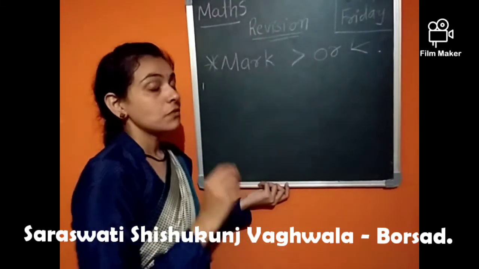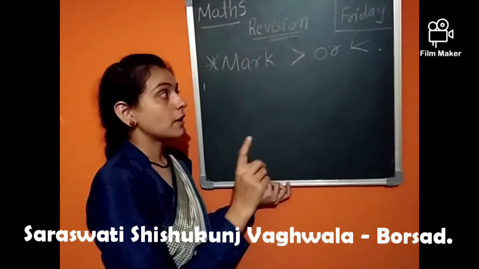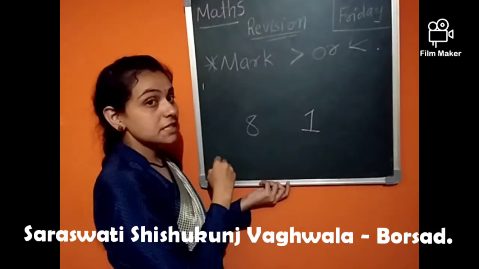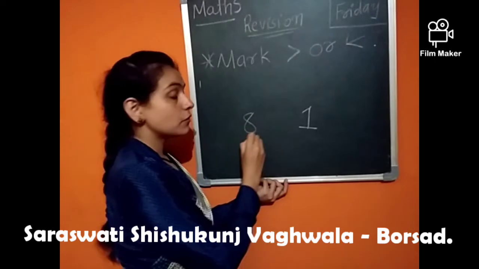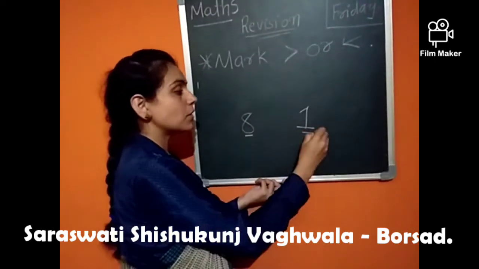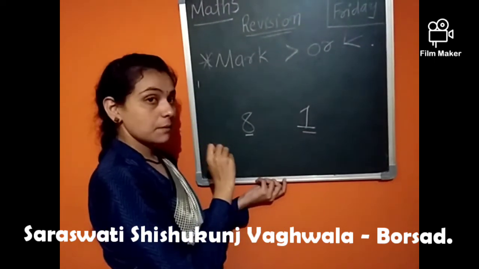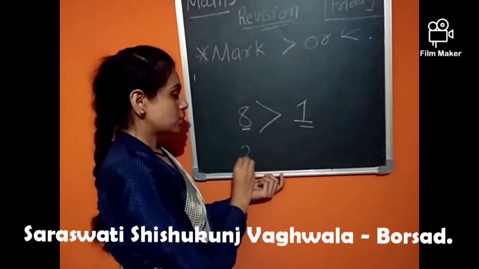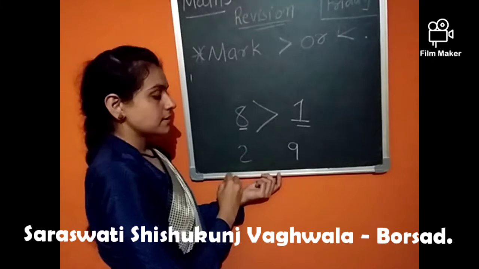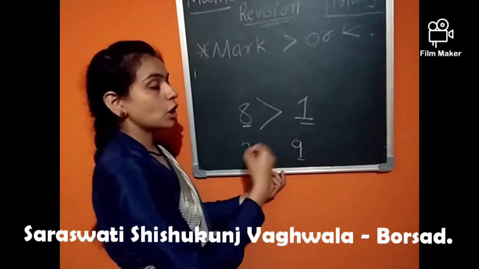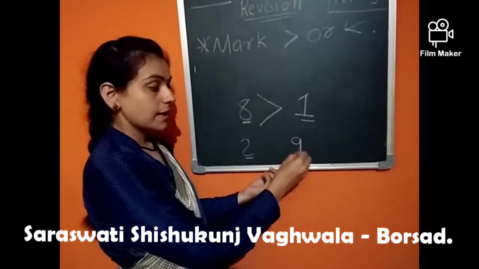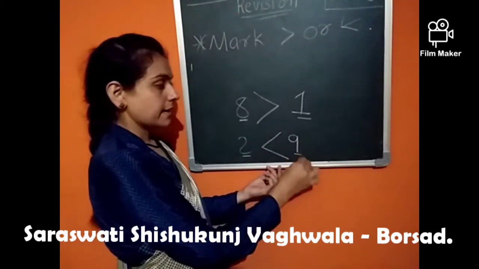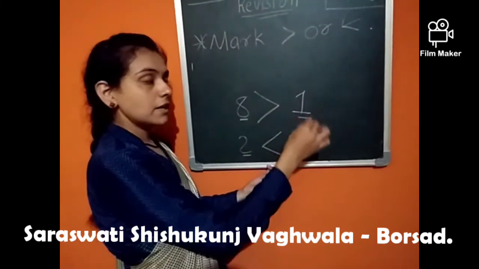Here what you have to do? Whichever number is big, suppose here I write 8 and 1. You have to compare them. First you have to draw the line. 8 and 1. Now check. Which is the big number? 8. So greater than. Okay. Suppose I write 2 and 9. Compare it. Which one is the big number? 9. So you have to write less than. Means 2 is less than 9, and here 8 is greater than 1. Okay.